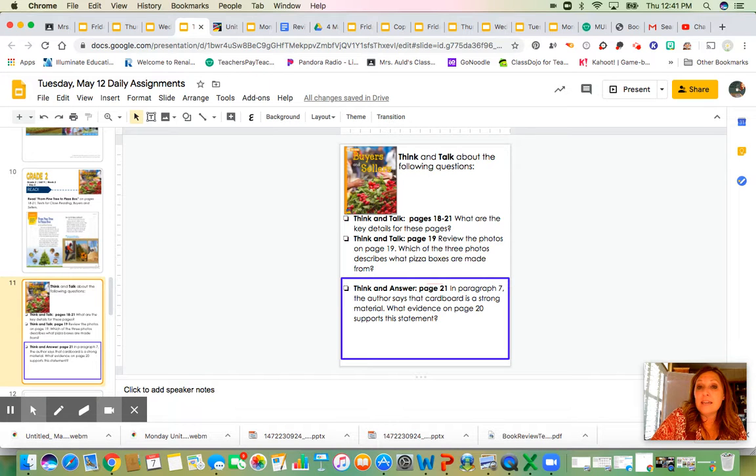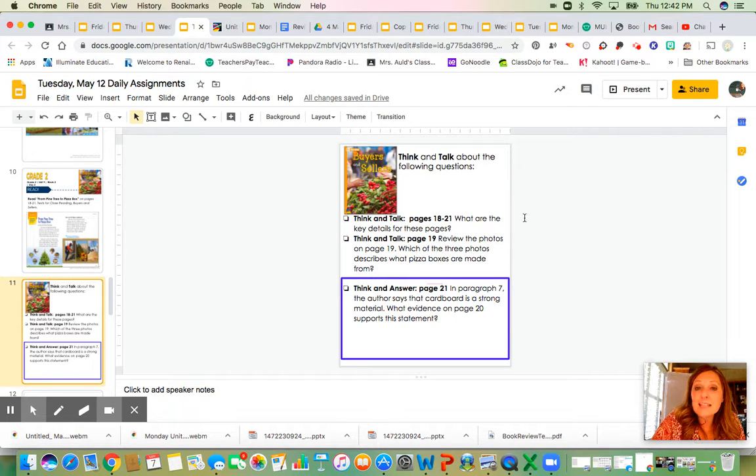Okay, the think and talk for number two says on page 19, review the photos. Which of the three photos describes what pizza boxes are made of? Now you're going to have to read the passage to understand which of the three pictures they're talking about that shows what a pizza box is made out of. So these are the three pictures that they're talking about. We'll get to it when I get to the book, okay?